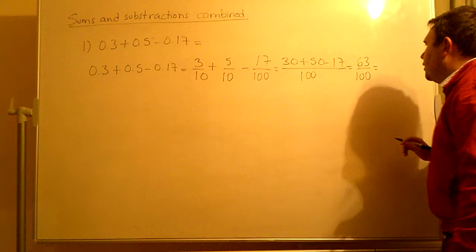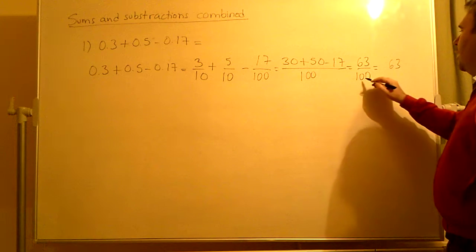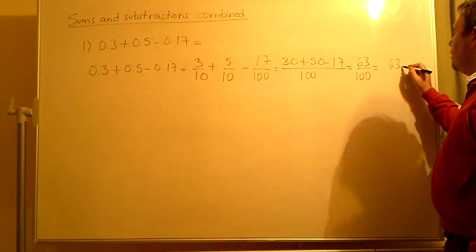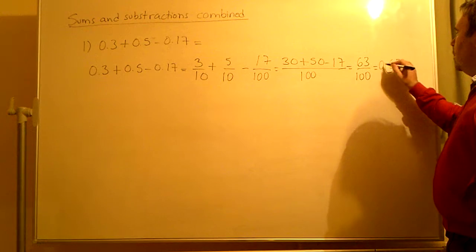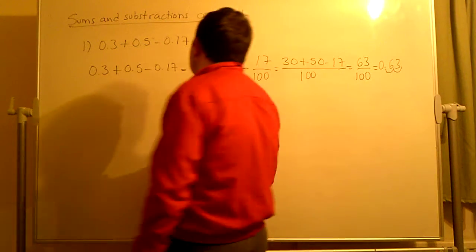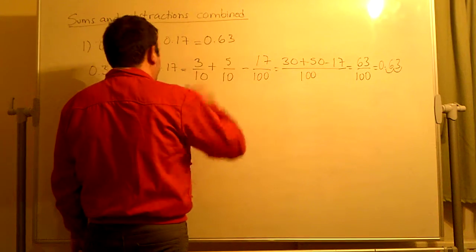And if we want to turn this into a decimal, we need to write down 63, and then we need to count the number of zeros, which in this case would be 2. So we need to move the decimal point 2 places to the left. So the final result will be 0.63.